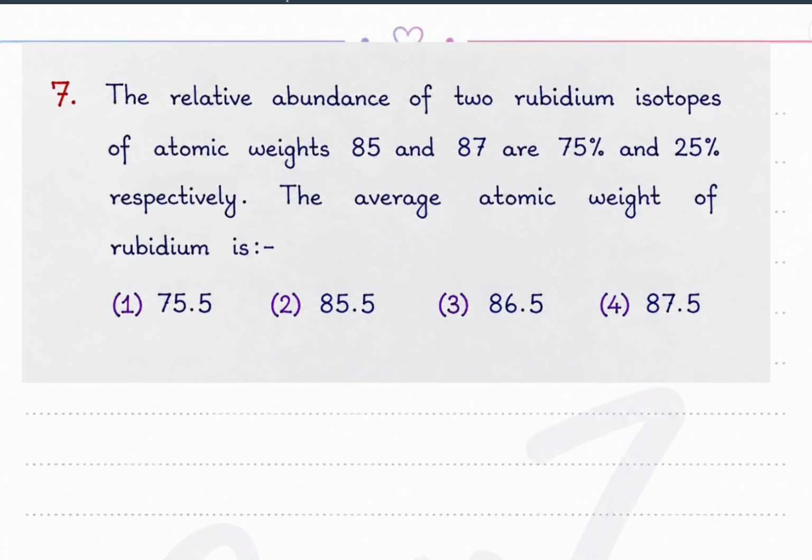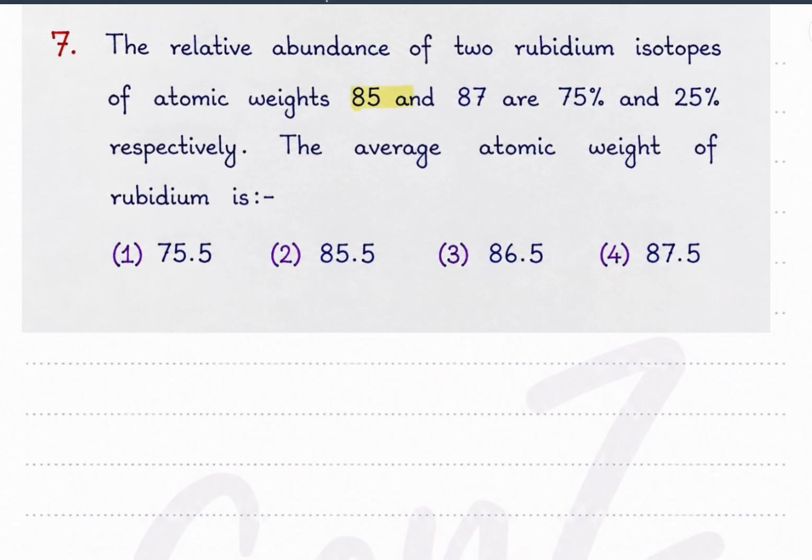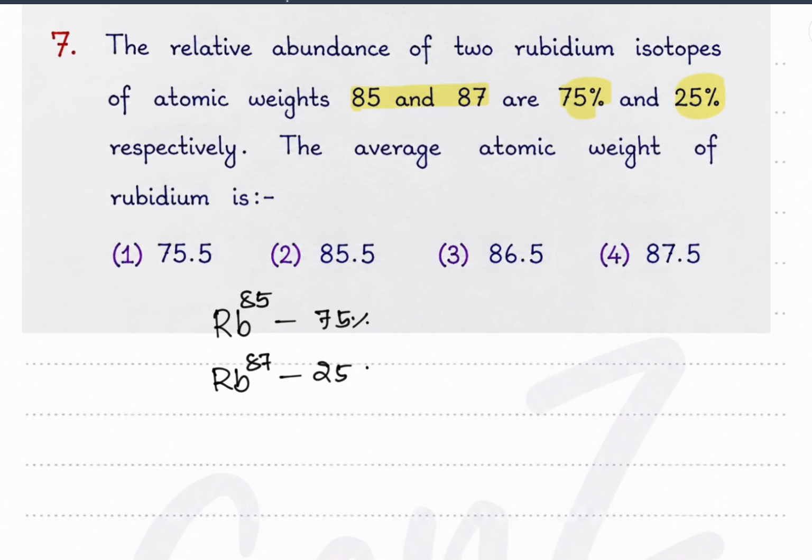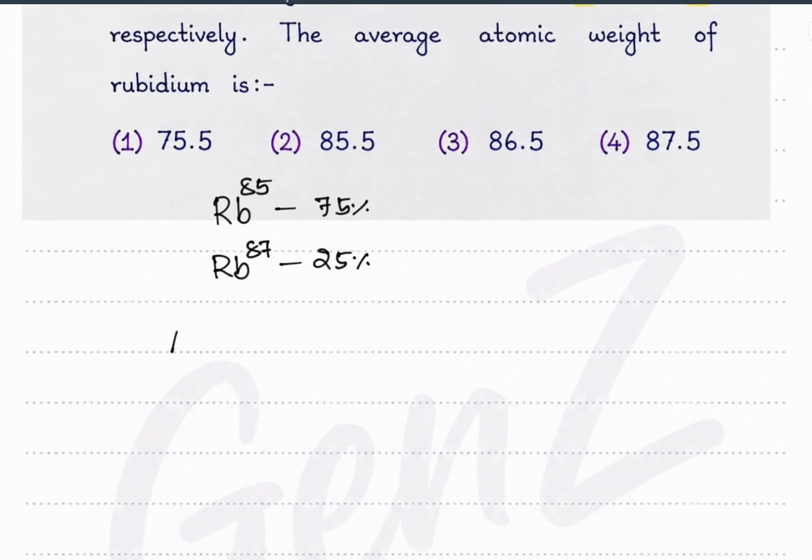Next question. The relative abundance of two rubidium isotopes of atomic weights 85 and 87 is given as 75% and 25% respectively. The average atomic weight of rubidium is asked in this question. Let us see the percentage abundance. The two isotopes are there: Rb85, that is 75%, and we have one more, Rb87, which is 25%. Now we know the average atomic weight formula.